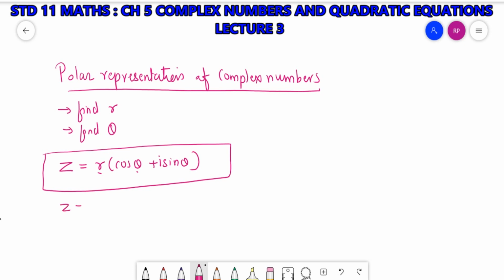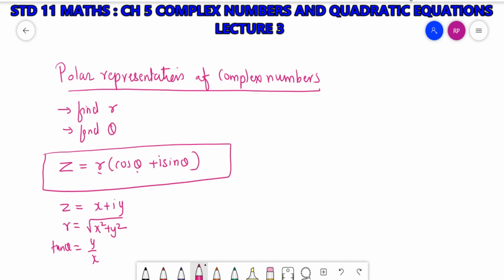Just for example, z is equal to x plus iy, then r will be equal to under root of x square plus y square, and theta will be equal to tan inverse y by x. How? Because tan theta was equal to y by x. So use this formula, tan theta equal to y by x, and using that, find out theta. Then put this value. Clear?